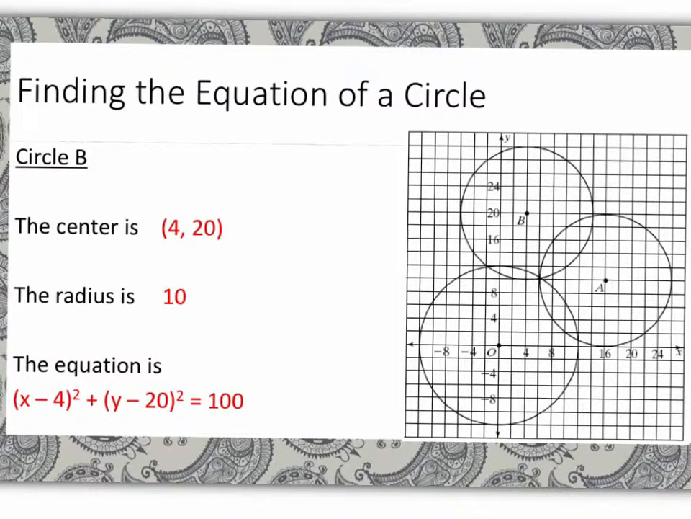Okay, here are our answers. Hopefully you got them correct. Let's take a look at circle B. The center is at 4, up to 20, so 4, 20. The radius is 10: 2, 4, 6, 8, 10. So it has the same radius as circle A, which means they're probably congruent circles. Then we come up with the equation. We do x minus the h, which is 4, y minus the k, which is 20, and that equals the 10 squared, which equals 100.